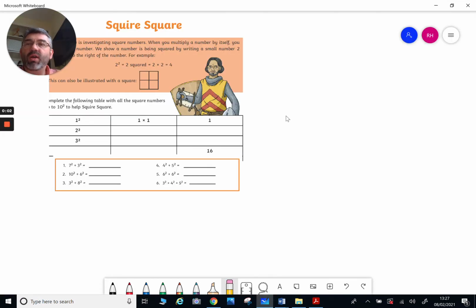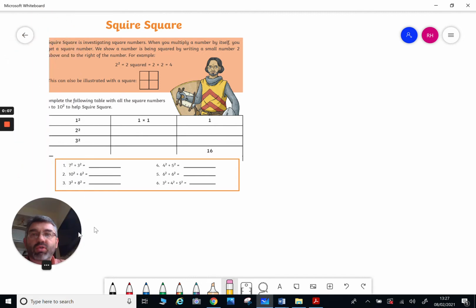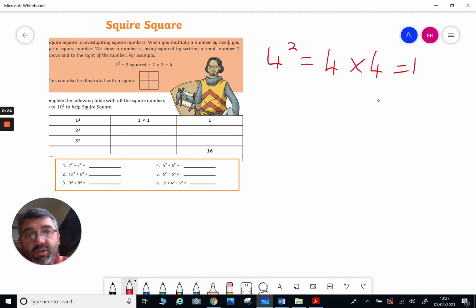Okay, hello. Right, just want to take you through this sheet here where we're just going to do a little more work on square numbers. So first things first, let's just remind ourselves that a square number is a number multiplied by itself. So for instance, 4 squared, the little 2, is equivalent to 4 times 4, which is 16.